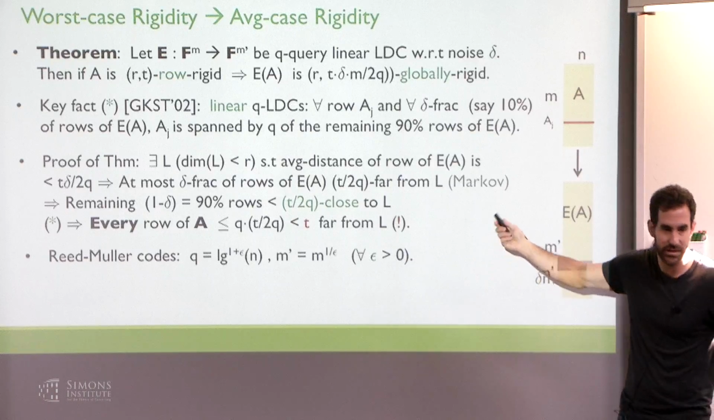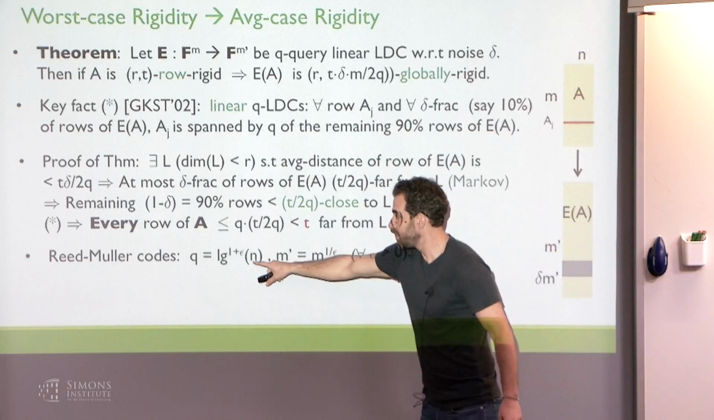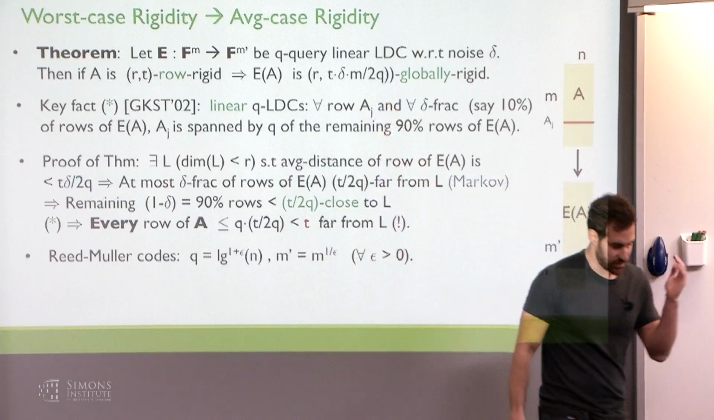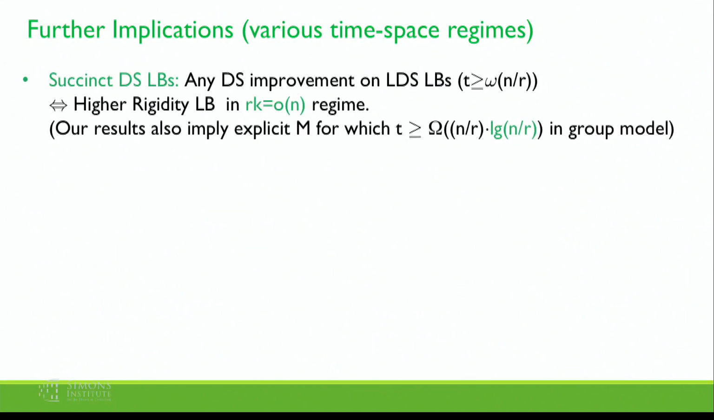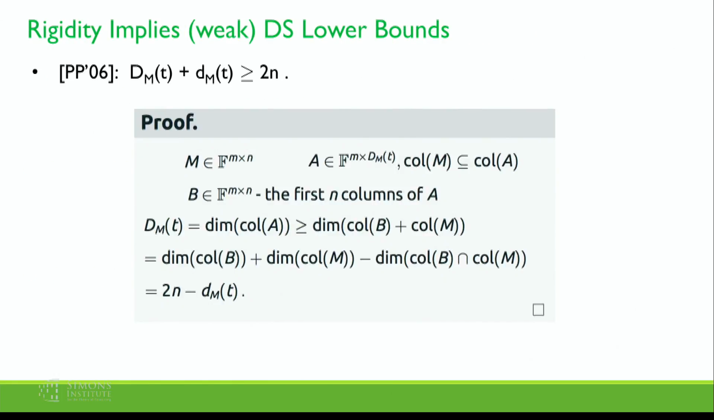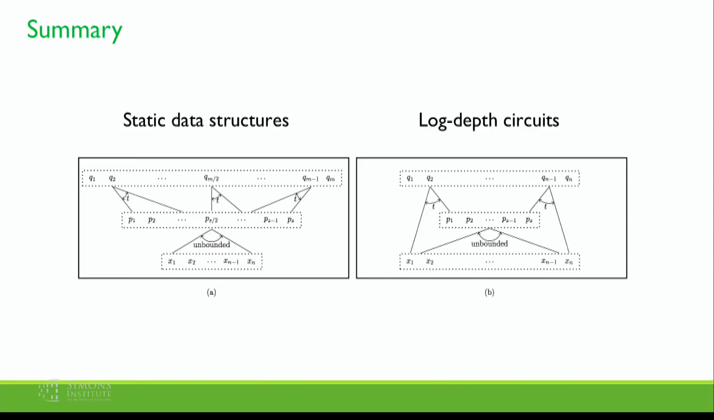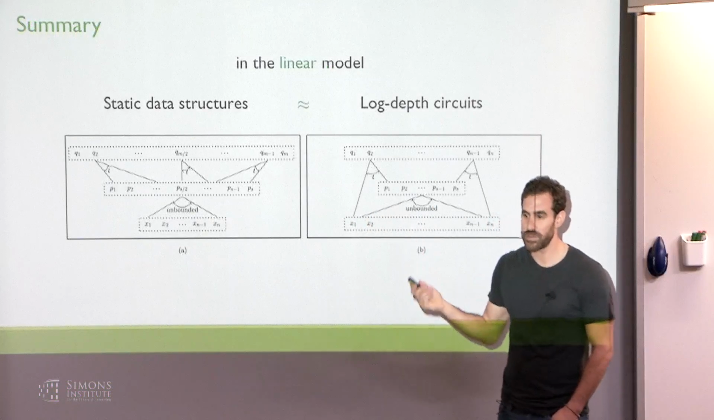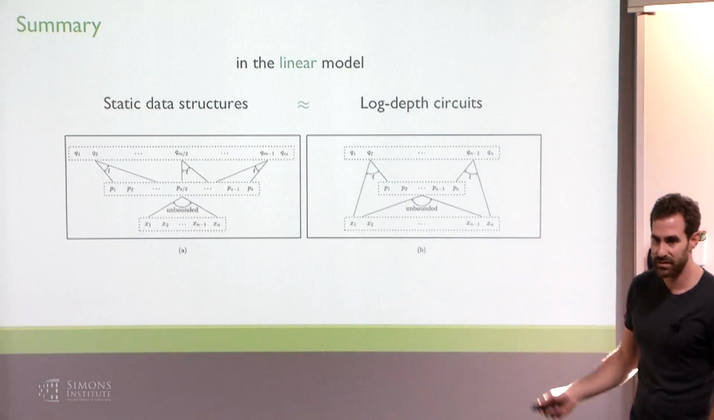And luckily we have Reed-Muller codes, for which we only lose a logarithmic factor, and I kind of don't have more time for that. We have further implications to the succinct regime and to polynomial data structure lower bounds. But I think the main message is just that these two seemingly very different circuit models are actually pretty much the same in the linear model, which, if you try to prove this in the cell-probe model, seems very, very different. It turns out to be somewhat the same in the linear model. Thanks.